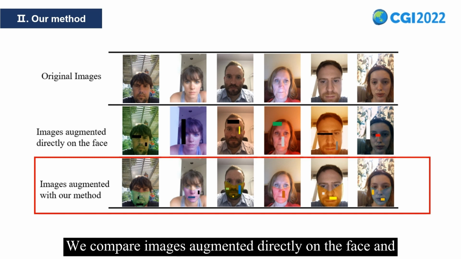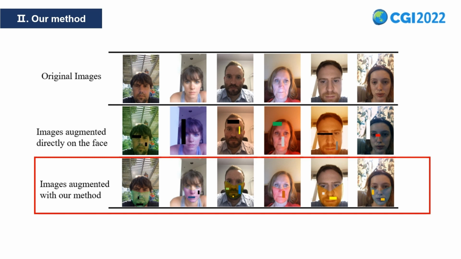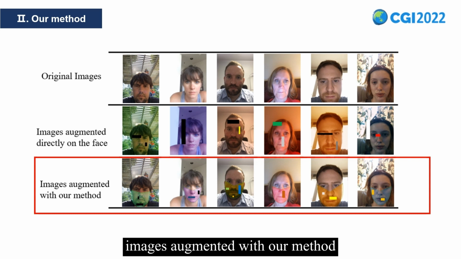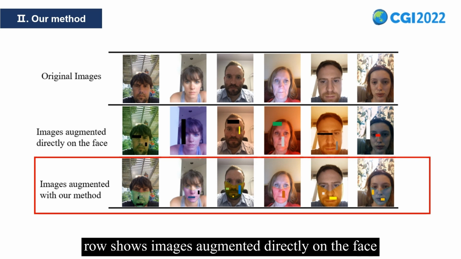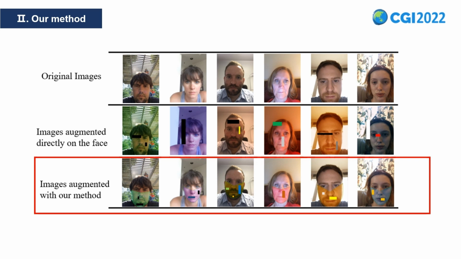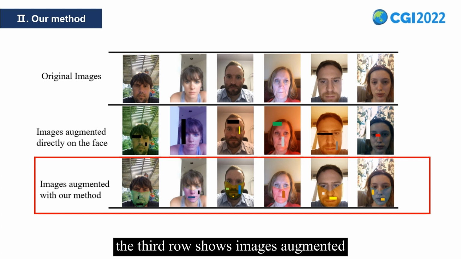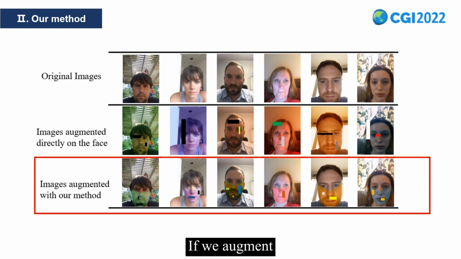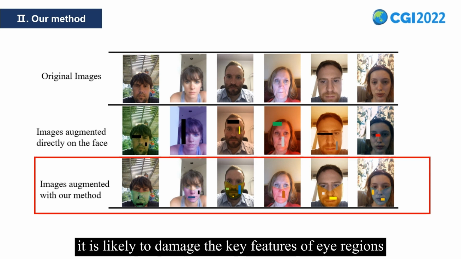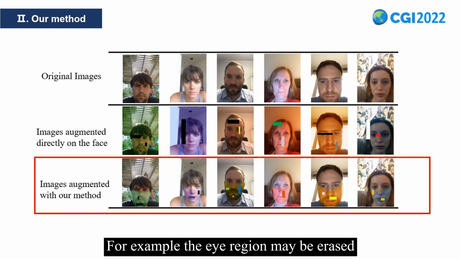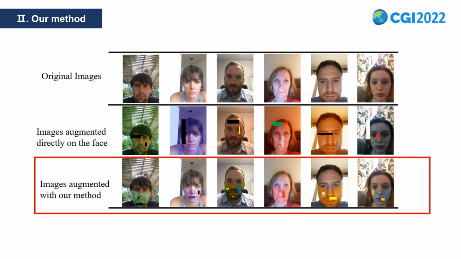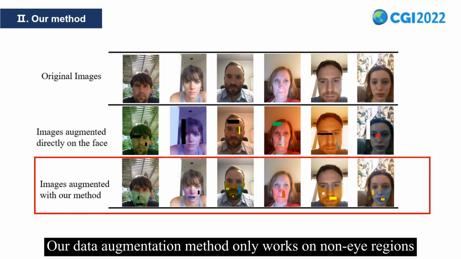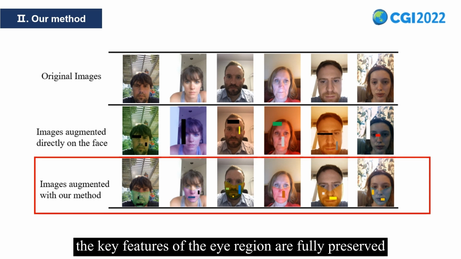We compare images augmented directly on the face and images augmented with our method. The first row shows original face images, and the second row shows images augmented directly on the face. The third row shows images augmented with the proposed method. If we augment the face image directly, it is likely to damage the key features of the iris. For example, the iris may be erased. Our data augmentation method only works on the non-iris regions, and the key features of the iris are fully preserved.